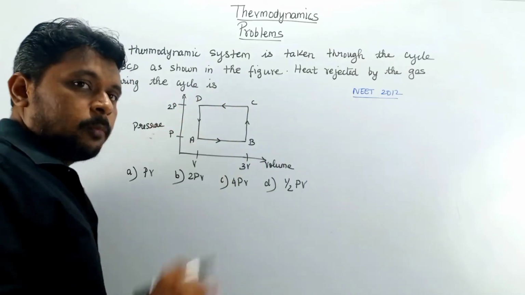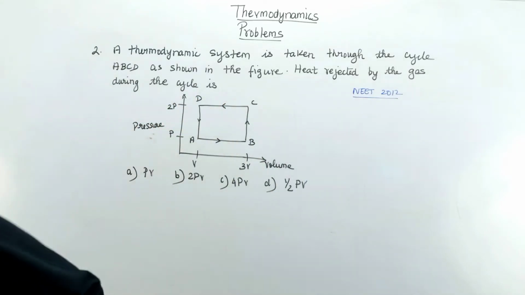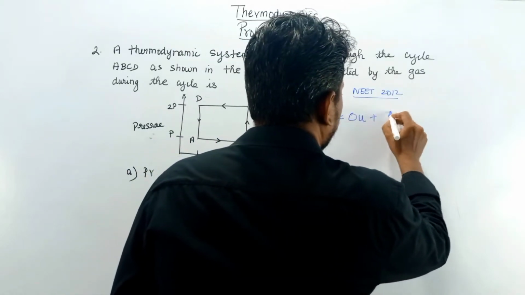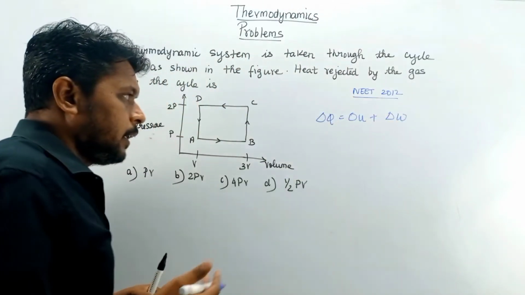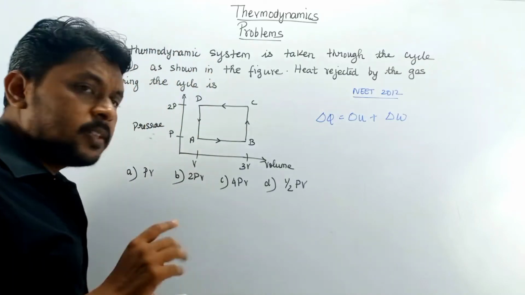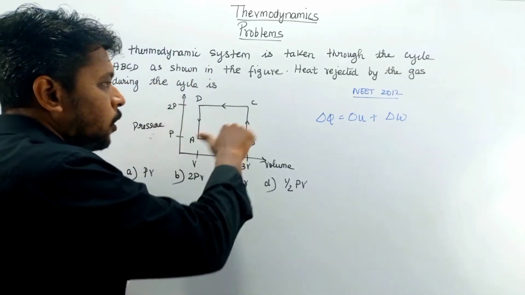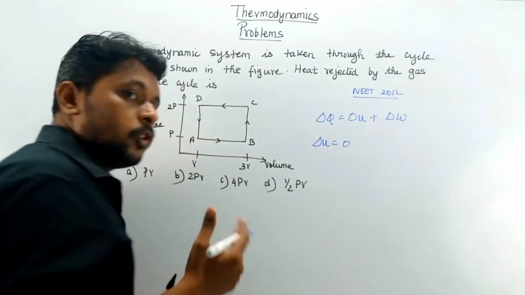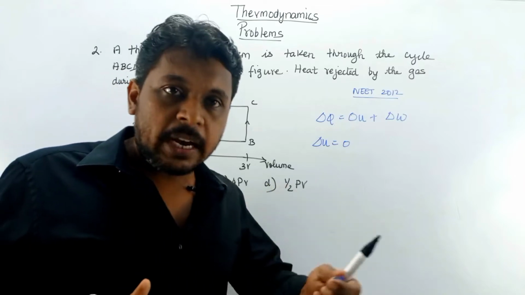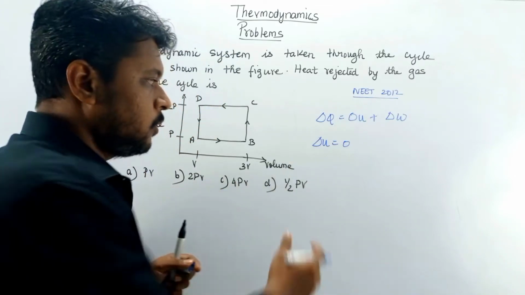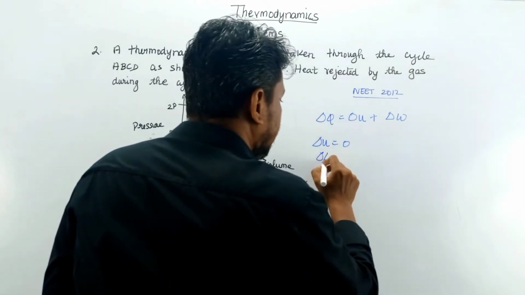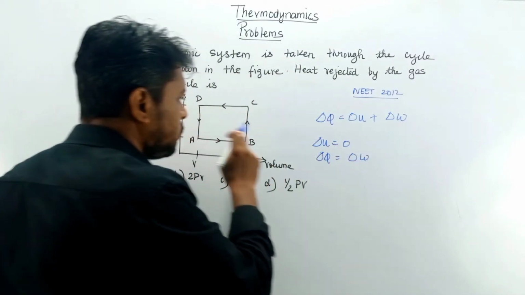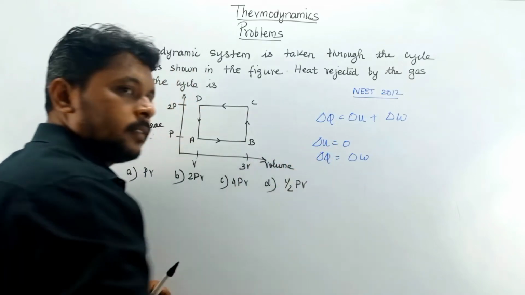From the first law of thermodynamics, you know that delta Q is equal to delta U plus delta W. So we have to find the delta Q value. As it is a cyclic process, the change in internal energy is equal to 0 because the initial and the final values are equal. So delta Q will be equal to delta W. We have to find the value of delta W from this PV diagram, which is equal to the heat.